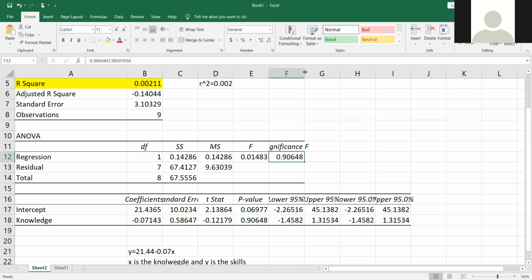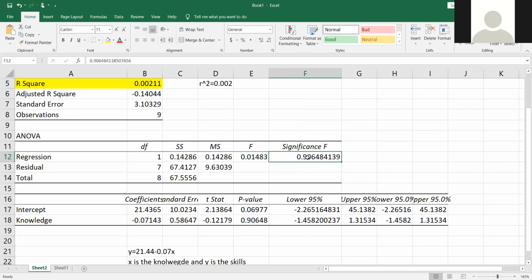So this is what we call the p-value. It is 0.9. This must be less than 0.05 to say that there is a significant linear correlation. So here, there is none. So we are comparing it with 0.05. If it is less than 0.05, it means that it is significant. So in the case of this, it is not significant.